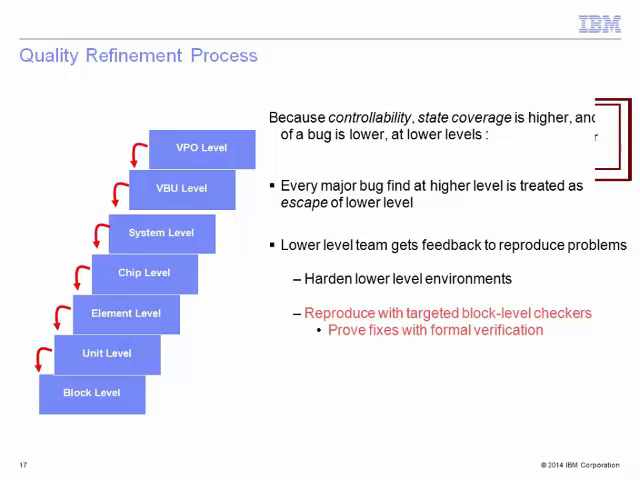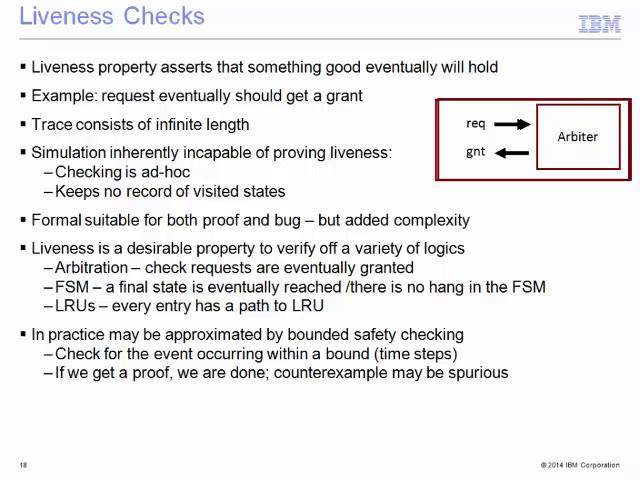So another main application that we have been doing recently of formal is in the liveness checks. A liveness property is different from a safety property in that it asserts that something good will eventually happen. So let us take the example of this arbiter. It has an input request and it is supposed to give a grant to the requester. And our liveness property would say that every request should eventually get a grant.